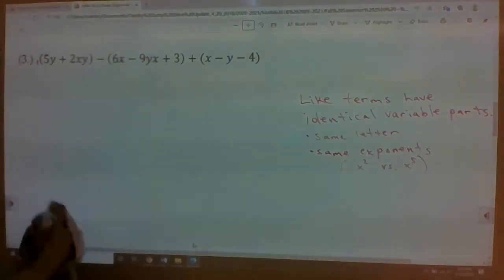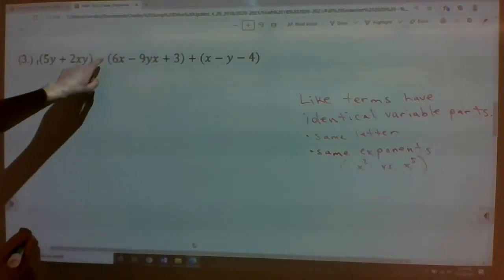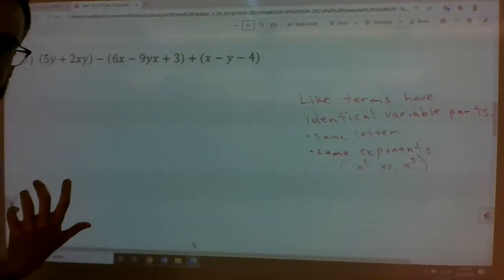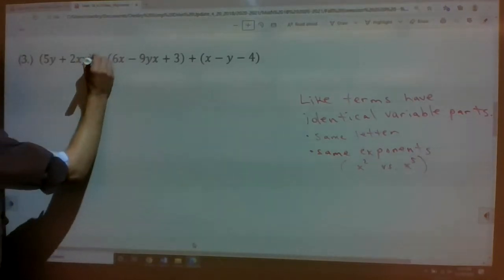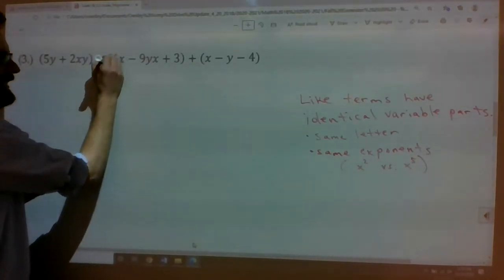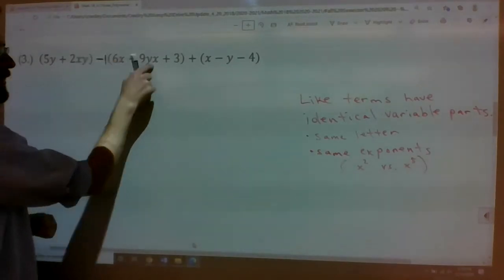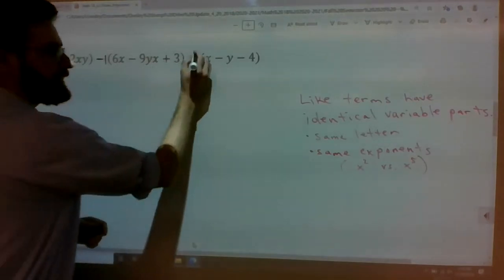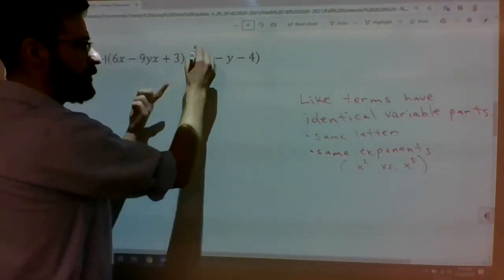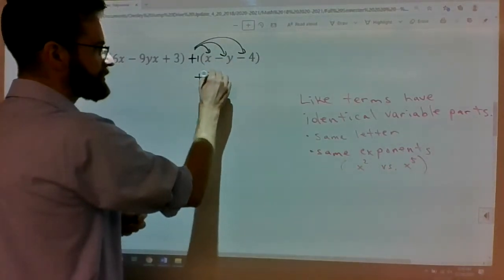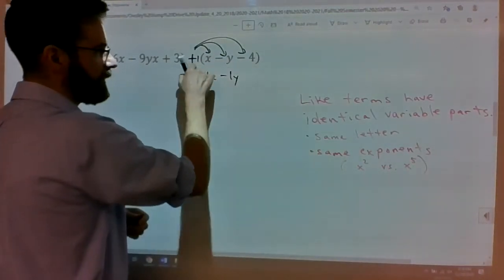All right, this one's slightly different because there is a negative out front, all right? That negative's going to change the things inside the parentheses. So if you see a minus right here, think I'm going to distribute a negative 1 to all the parts inside of the parentheses. Over here we got a regular 1. Here's going to be a plus 1. So these aren't going to change. Plus 1x minus 1y minus 4.